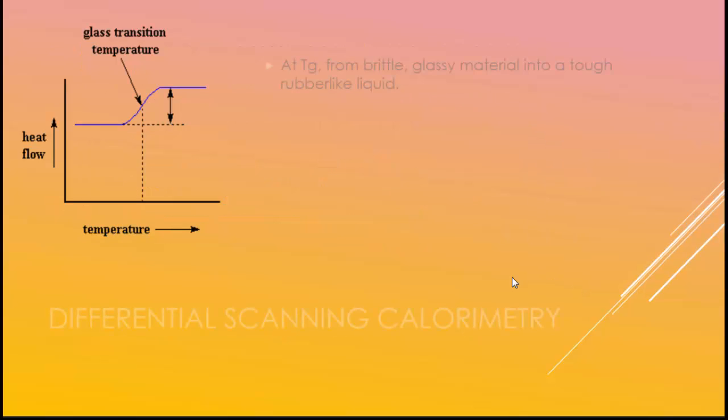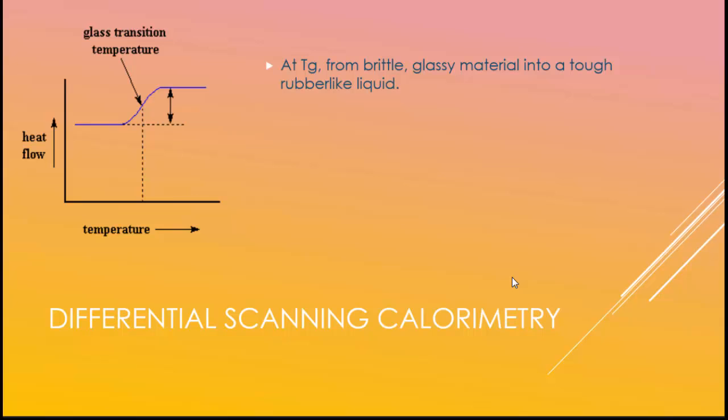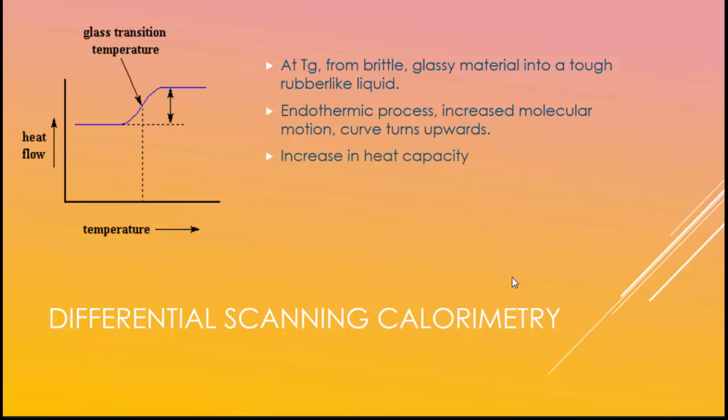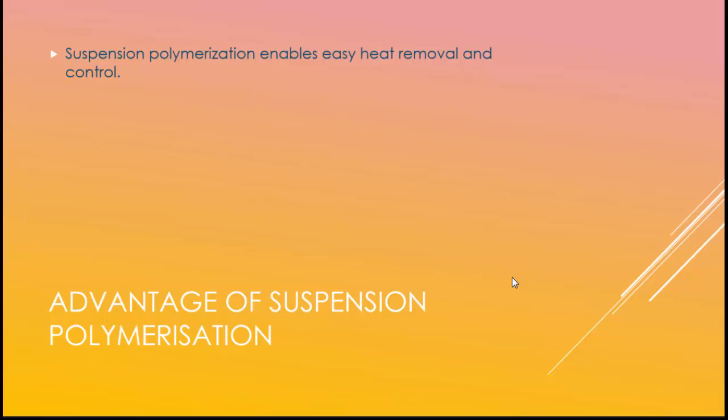At the glass transition temperature, the amorphous phase of a polymer is transformed from a brittle, glassy material into a tough, rubber-like liquid. And this is an endothermic process as the system absorbs heat to produce increased molecular motion. So it's like a worm wriggling its way out, wriggling. And as a result, the output curve turns upwards. The process also results in an increase in the heat capacity, due to the increased ability of the polymer molecules to convert the heat into kinetic energy by undergoing molecular motion.